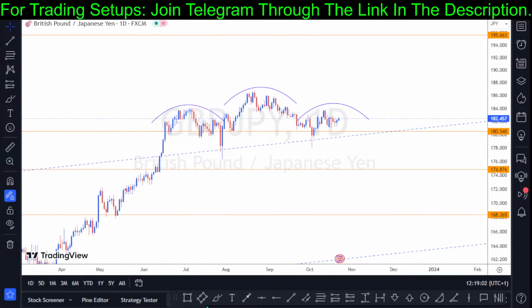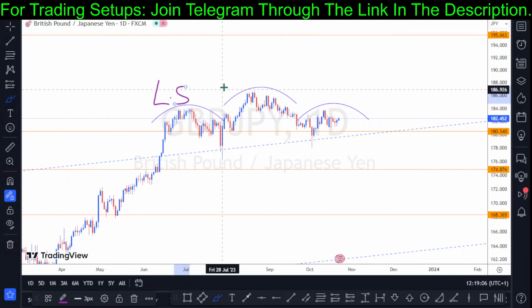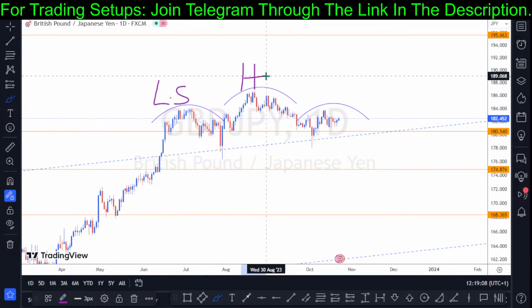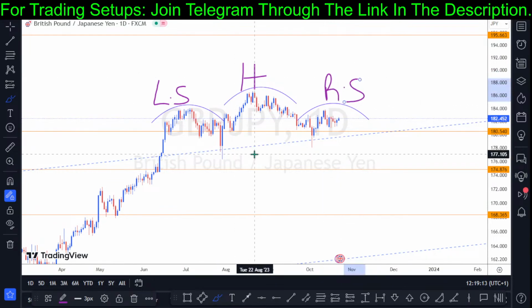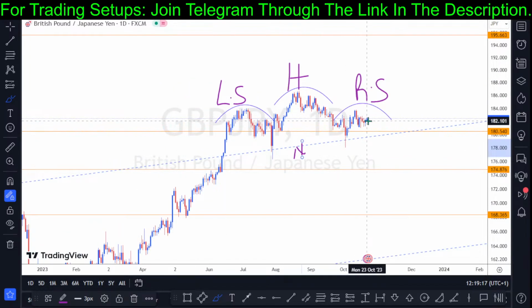So right here we have a potential left shoulder, the potential head structure right here, and the potential right shoulder right here, and we have the neckline structure right here. What I'm looking out for is how price is going to react to this neckline structure. Is it going to break down with a massive bearish candlestick bar, or is it going to reverse up again to still fill up this right shoulder section right here?